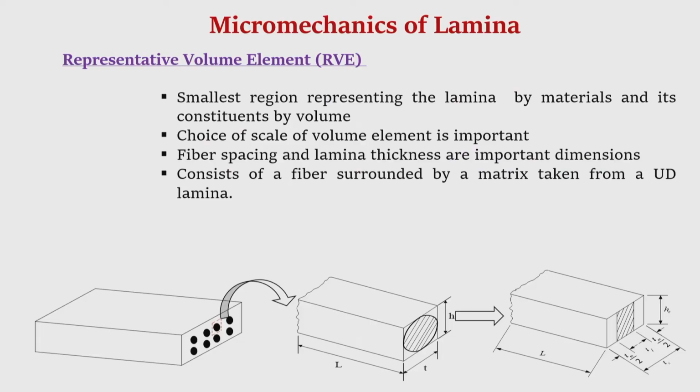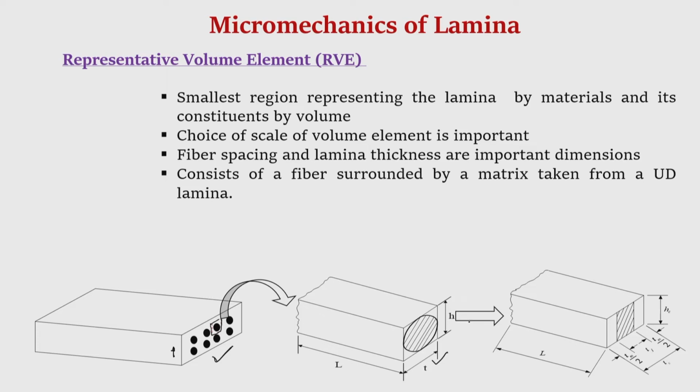In the case of a lamina, you can see this is the representative volume. Suppose this is a lamina where the fibers are equally spaced. In the thickness direction, you can see all the layers are similar. The fibers are equally spaced and also uniformly distributed across the thickness direction. Therefore, we can take only one fiber surrounded by matrix, such that the ratio of the volume of the fiber to the volume of the matrix represents the volume fraction of the lamina.